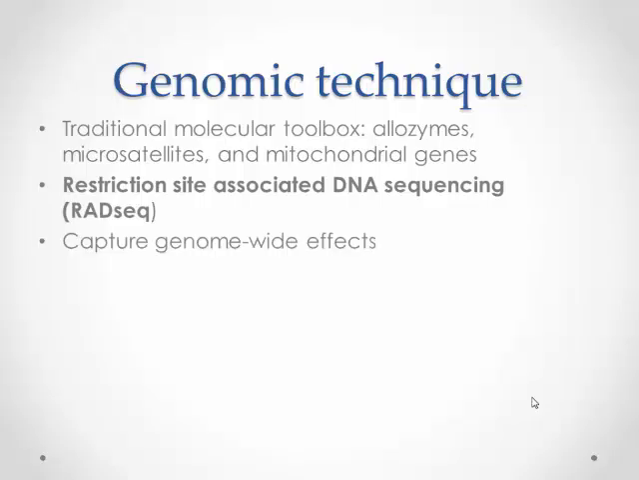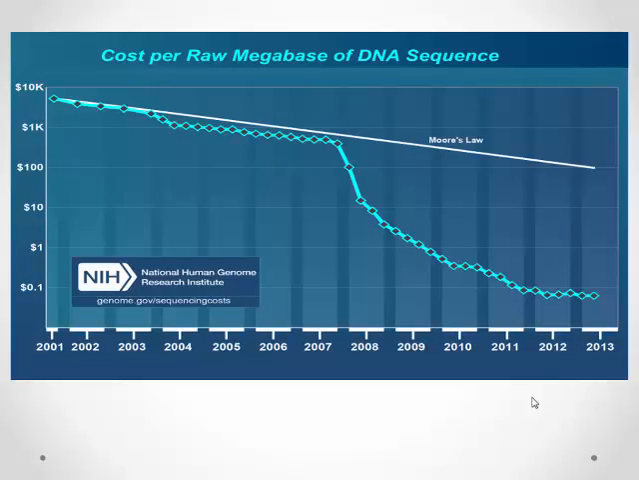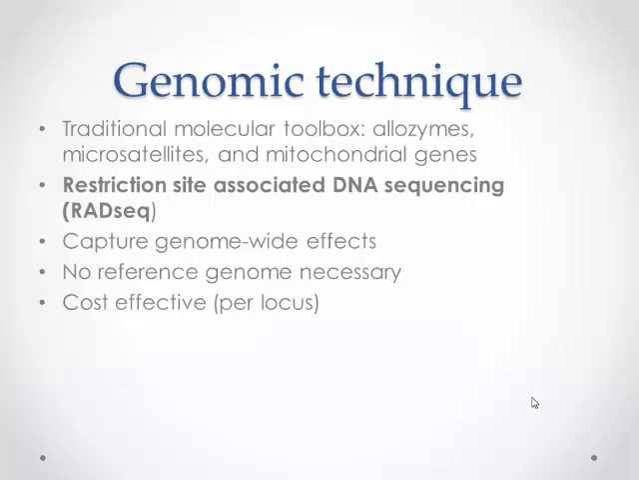This enables us to catch genome-wide effects. So where mitochondrial genes are just maternally inherited, this captures more than that without the need for a reference genome. This is huge. And then it's cost-effective per locus. Since the Human Genome Project in 2008, costs have dramatically dropped, which allows us to apply these techniques to conservation, agriculture, and now biocontrol. And the result is that we get many, many more loci.